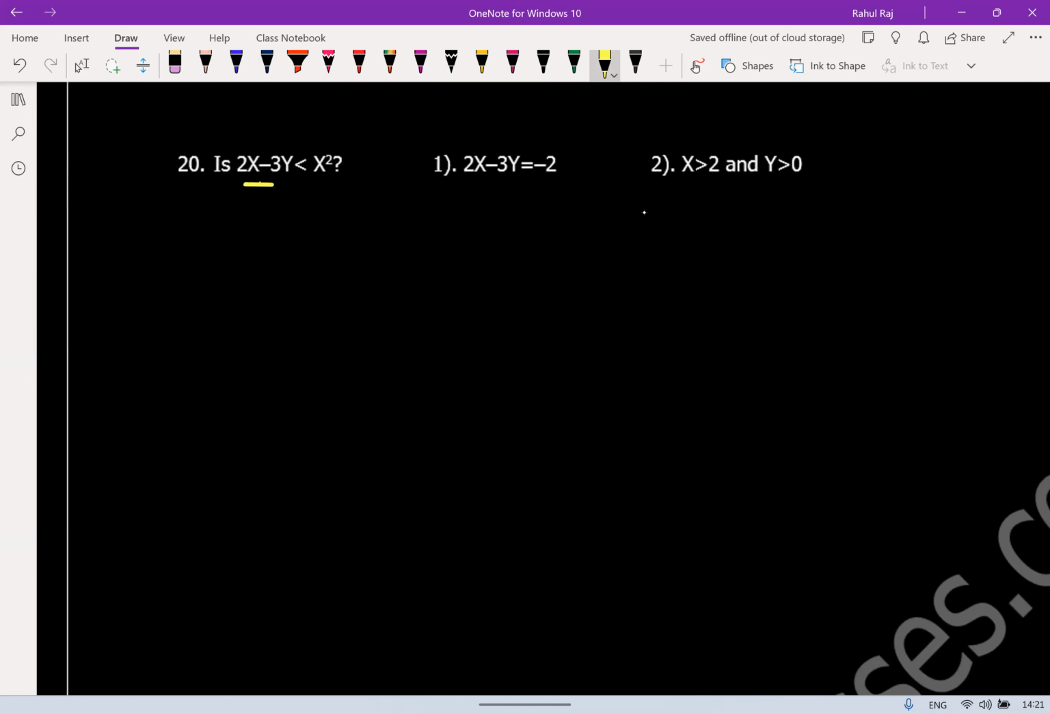This is: is 2x minus 3y less than x square? The question is that. Please take a minute for this. I will do all the questions, but I'm doing it in a bit scattered way because you understand what data sufficiency is. That's all. Please take 2 minutes.